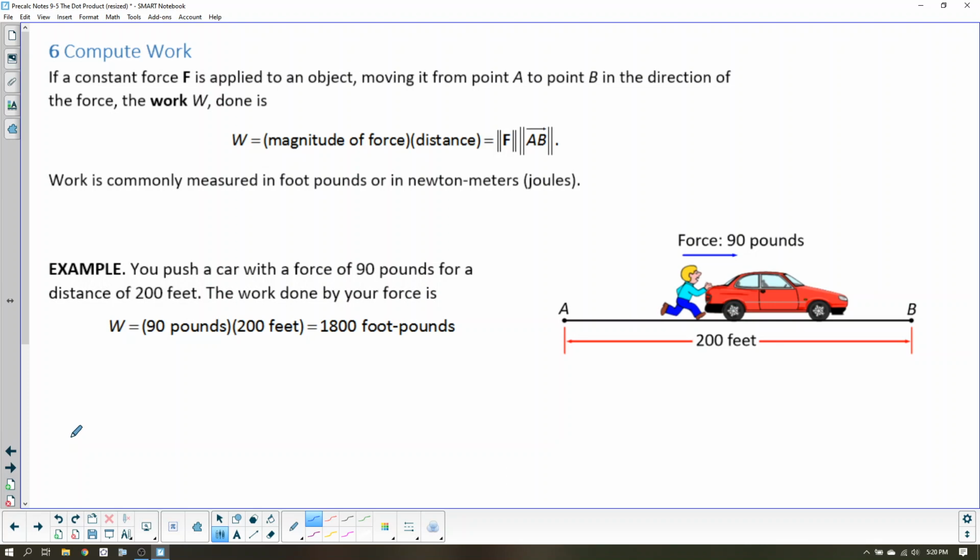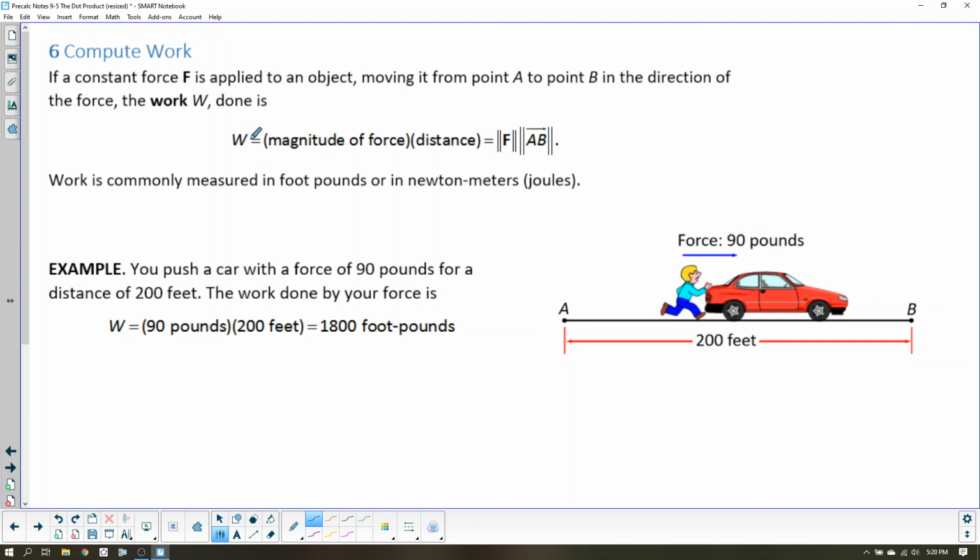Okay, the last concept that we want to talk about is the concept of work. So we're going to start off with an easy example for work. Suppose that we're applying a force to move an object and the force is applied in the exact same direction as the object. This would be the ideal situation. If you're doing work, you probably should try to apply the force in the same direction that you want something to move. So as an example here, got a guy pushing a car, and let's say it requires a force of 90 pounds for him to move that, and he moves it from point A to point B. He moves it 200 feet, let's say.